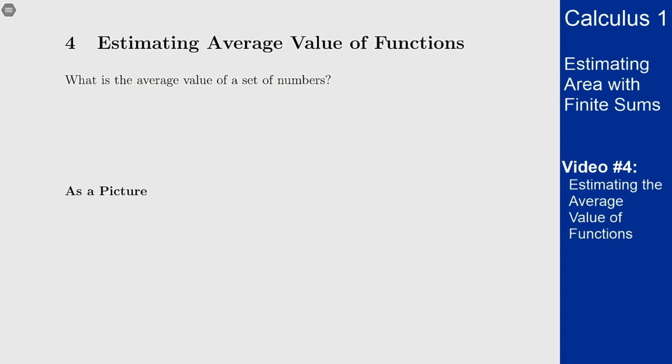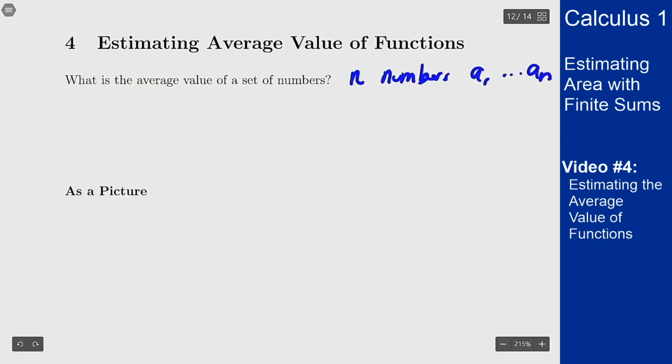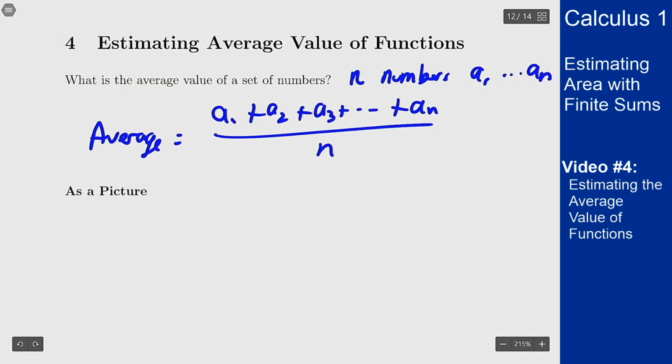Well, if I have n numbers, a sub 1 up through a sub n, then their average is just a1 plus a2 plus a3 plus all the way up to an, and then divide by n, right? I take the numbers, add them all up, and I divide by the number of numbers that I put in there, and that will give me the average of those numbers.